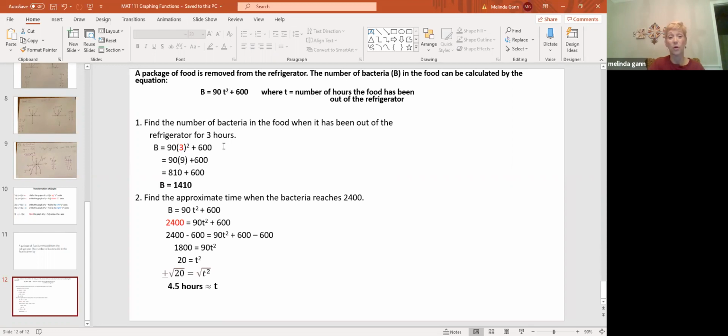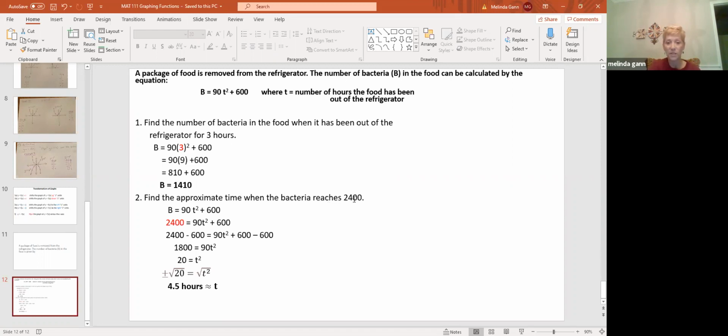Well, when you remember order of operations, you don't have anything inside of a parenthesis to do. So the next thing I look for is exponent. So I had to do the exponent first. 3 squared is 9. So remember what comes next after exponents, multiplication, division. So I do the multiplication first. 90 times 9 is 810. And when I added the 600, that would get me 1410. That's the number of bacteria that would be on my food. All right. Then I kind of changed the question. Find the approximate time when the bacteria reaches 2,400. Okay.